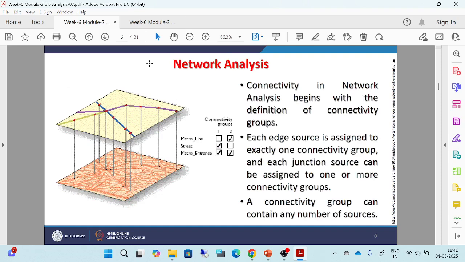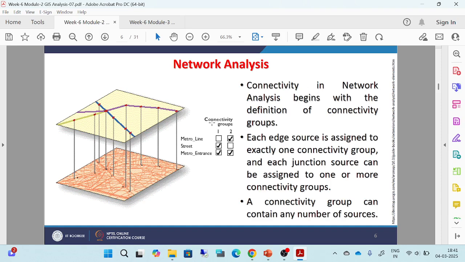Connectivity in network analysis begins with the definition of connectivity groups. Each edge source is assigned to exactly one connectivity group, and each junction source can be assigned to one or more connectivity groups. The reason is that a junction can be associated with probably two edge sources, but one edge source will mostly have one connectivity group. A connectivity group can contain any number of sources.